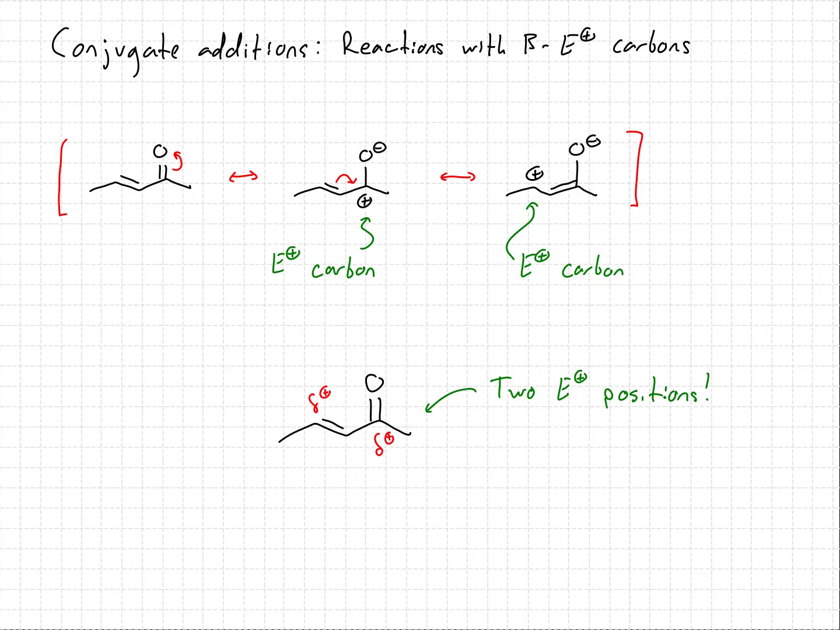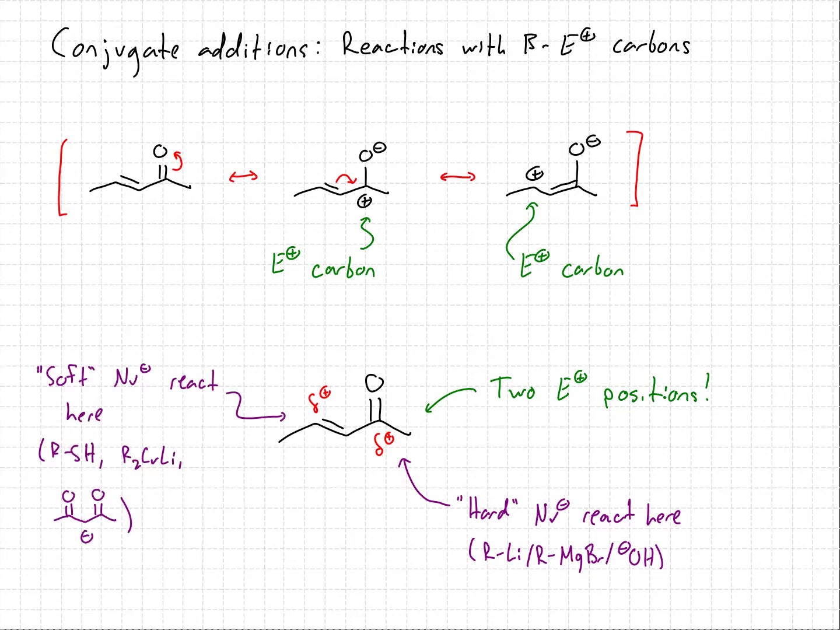We'll see that different types of electrophiles react at these two different positions. The carbonyl carbon tends to collect hard nucleophiles or very reactive nucleophiles like organolithium and organomagnesium reagents, as well as things like alkoxides. The beta position will collect what are known as softer nucleophiles or more stable compounds. These are going to be things like large atoms, so sulfides and thiols. Organocuprates will also react at the beta position, and these will also be excellent reacting positions for doubly stabilized enolates like we saw in the previous video.